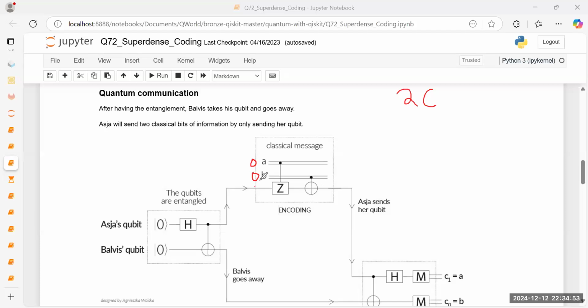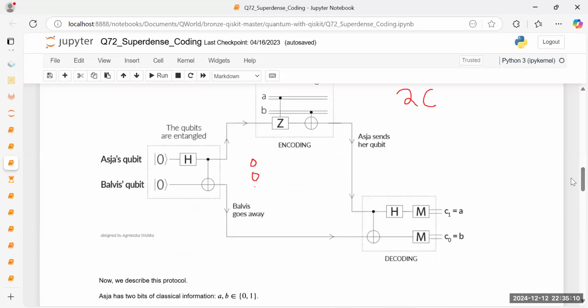If that were the case, she's not going to apply any of the gates you see here. So her entangled qubits, exactly the way it is, she'll send it to Balvis, and Balvis can decode the information she sent. And when he does this, he's going to receive 00.